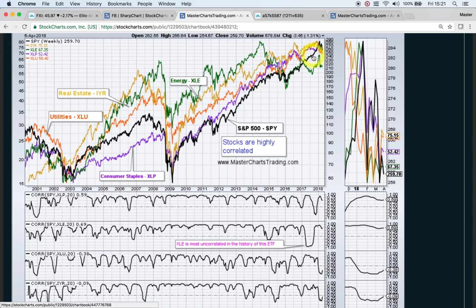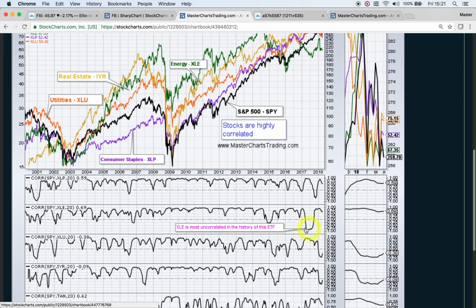On occasion, we get uncorrelated or poorly correlated readings. For example, here's energy XLE. Just a few months ago, it was really strongly uncorrelated to the general market, but now it's again correlating.